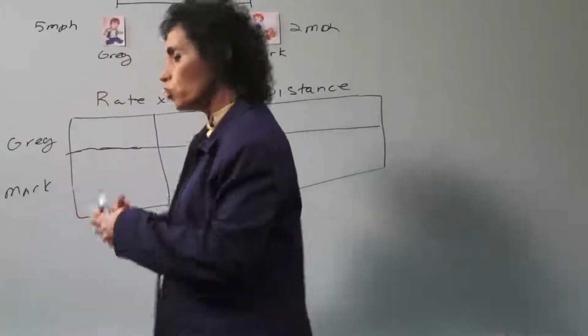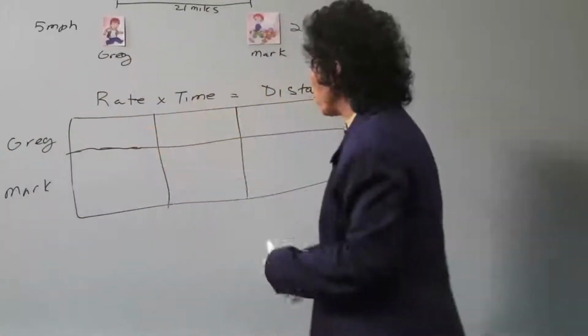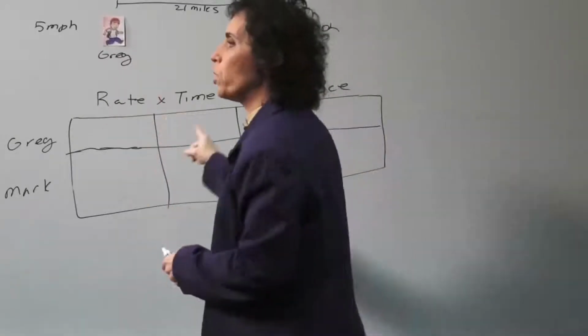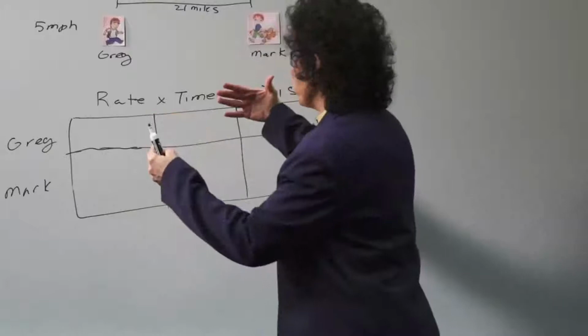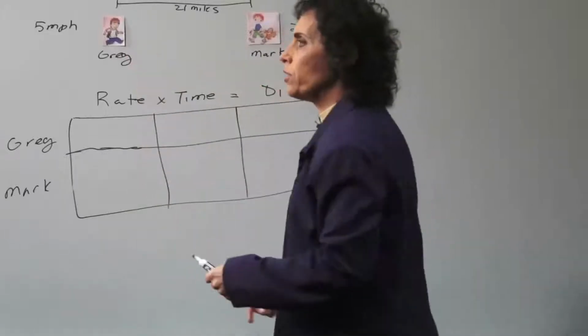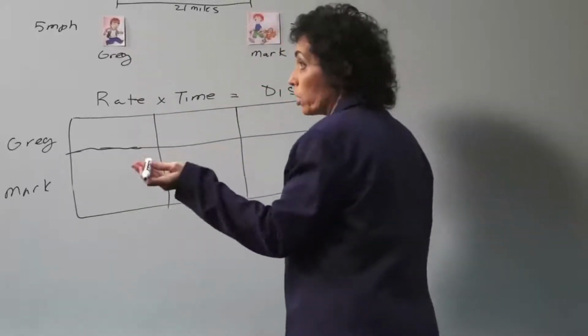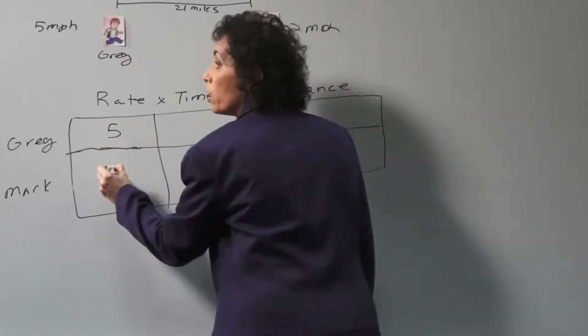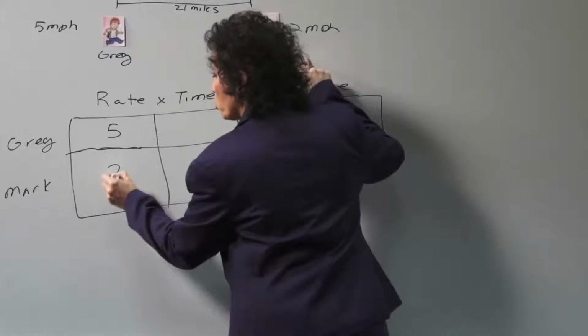So let's do this problem. Let's redo this challenge problem and go all the way. So let's see what we got. Greg and Mark are 21 miles apart. They're walking towards each other. How long will it take them to meet? So we're looking for the time, how long it takes them to meet. If Greg walks 5 miles per hour and Mark walks 2 miles per hour.